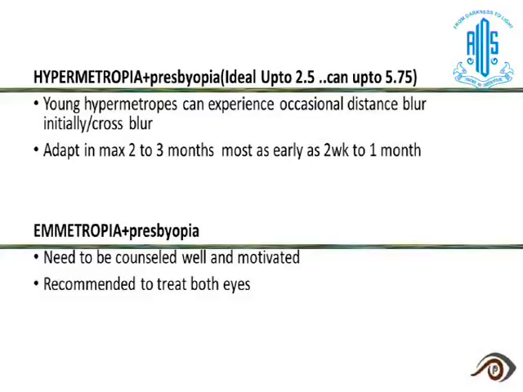So hyperopes, till their accommodation comes to rest, will have a little struggle for distance, but after 1 month they are quite comfortable. Emmetropes also do well. Again, emmetropes need to be counseled very well because one eye will go slightly blur, but the distance eye will retain its vision. Once they accept this mentally, that it's okay to create a little disparity, they will adapt well. And yes, treatment has to be done in both the eyes in emmetropes to get the optimal results.